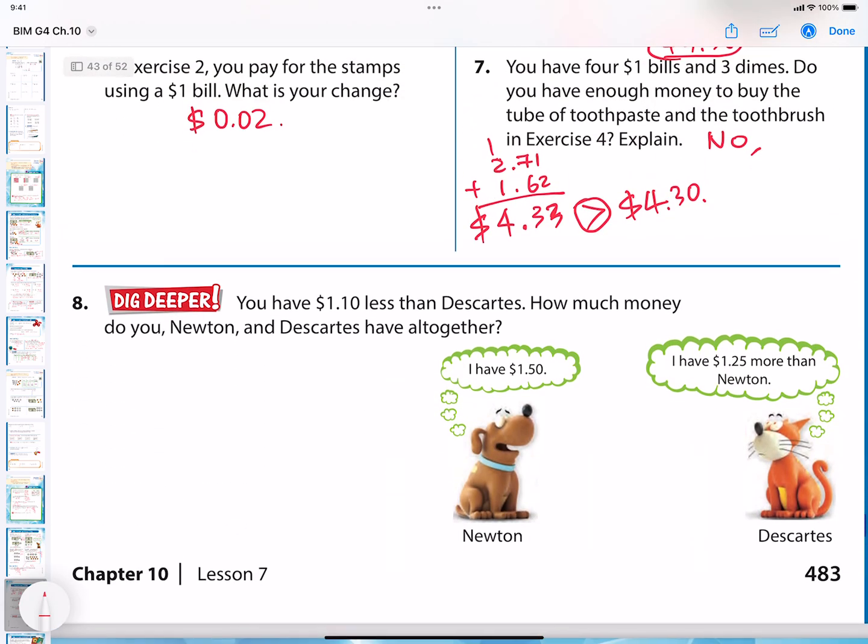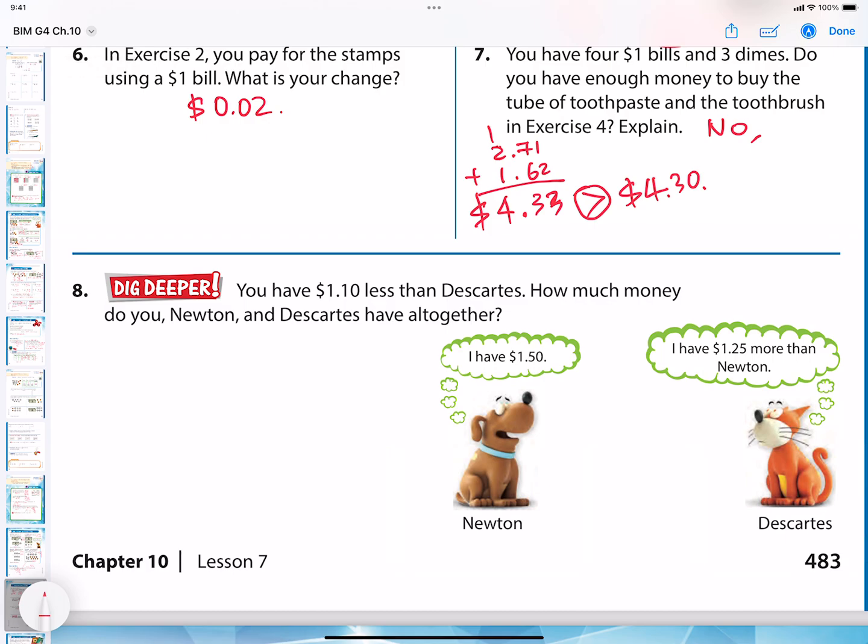Number 8. Okay, you have $1.10 less than that card. Okay, how much money do you, Newton, and Descartes have altogether? Okay, so now Newton has what? $1.50, and Descartes has what? I have $1.25 more than Newton. Okay, so let's add $1.25. That means what? Descartes has what? We know this is easy, $2.75.